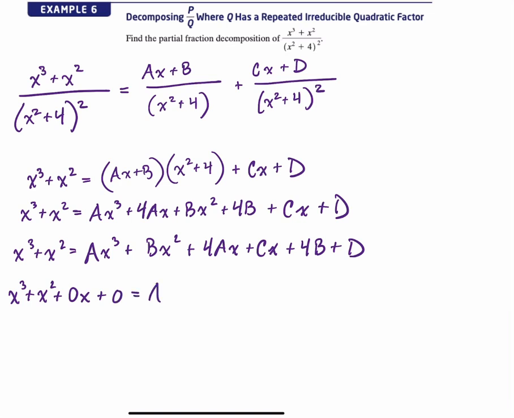Then we have ax cubed on the right side plus bx squared. Then let's factor that x out of the next 2 terms, so we can write this as 4a plus c times x, and then plus, as our constant, 4b plus d.